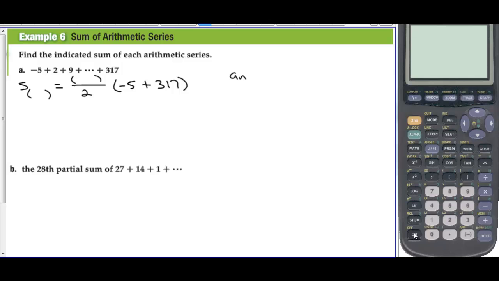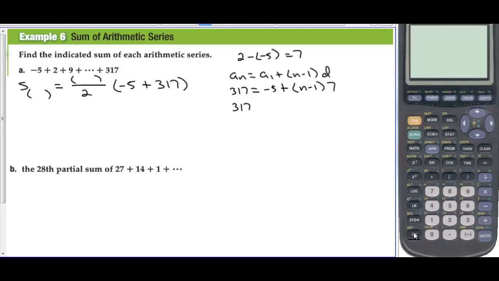Well, a sub n is equal to a sub 1 plus n minus 1 times the common difference. So a sub n, the last term is 317, and the first term is -5. Then we have plus n minus 1. Now we need the common difference. If we take 2 minus -5, that's equal to 7, so the common difference is 7. Now we just need to solve for n.